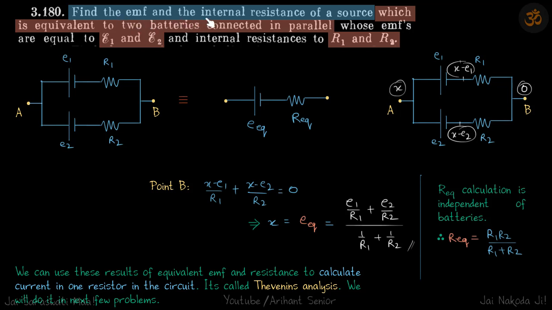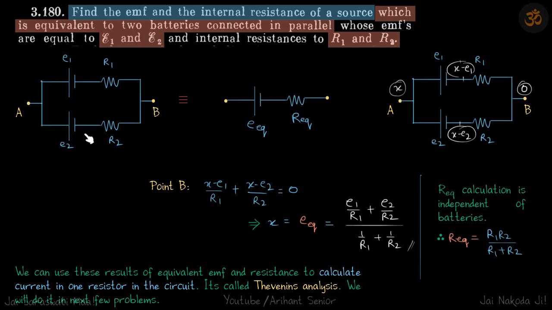We need to find the EMF and internal resistance of a source which is equivalent to two batteries connected in parallel, whose EMFs are E1 and E2 and internal resistances are R1 and R2. So normally we deal with one battery whose EMF is given and whose internal resistance is given.